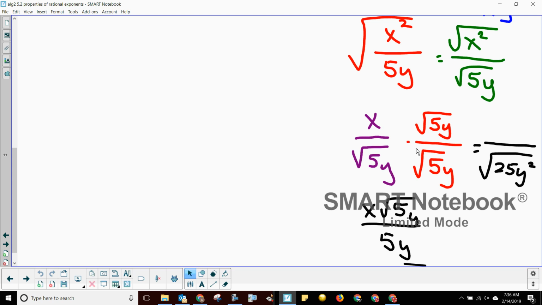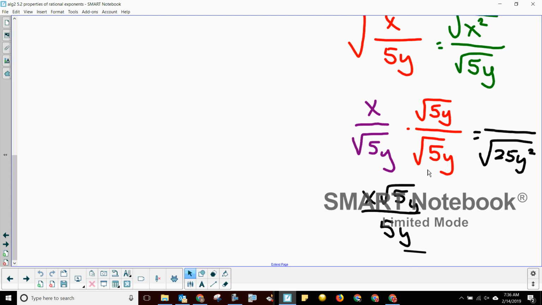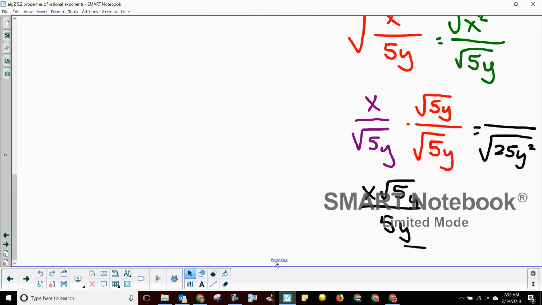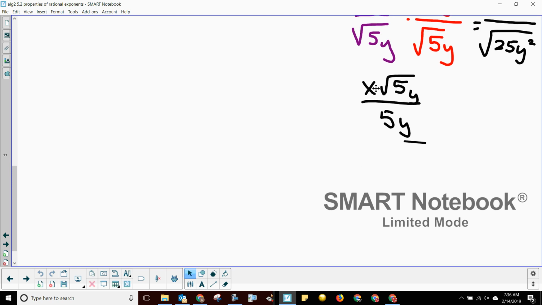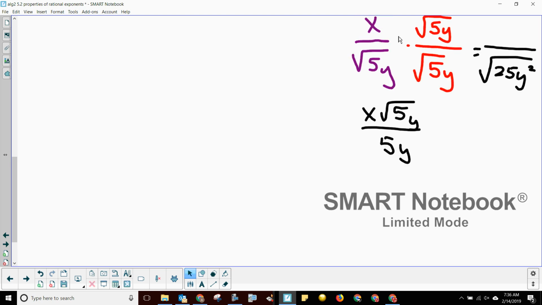Well, I'm just going to use square root of 5y because 5 and 5 make 25, y and y make y squared. And then when I square root that, it just becomes 5y. And then x times square root 5y on top, those just go side by side, and it just becomes 5y on the bottom. And nothing cancels here because this is stuck under the radical.